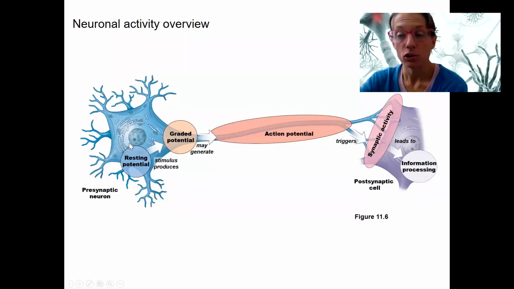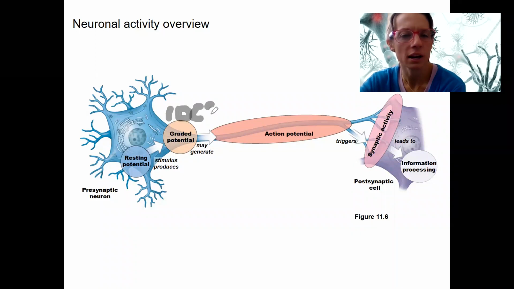Here is a neuron. You should know the parts of the neuron. So far, we've already talked about the resting membrane potential that is present in a neuron at rest. This picture provides an overview of the different membrane potentials, meaning the changes in those millivolts that we'll see in different parts of the neuron. What we're going to do in this video is start with graded potentials, which are also called local potentials.